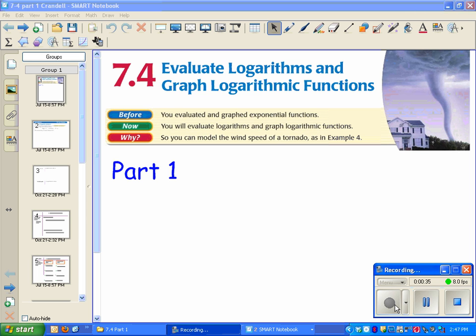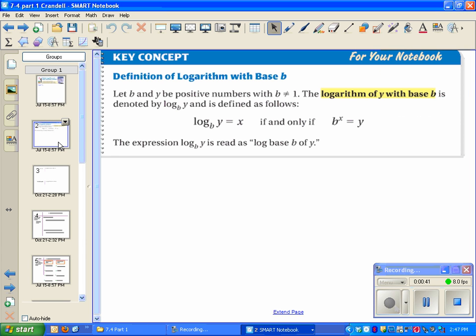So part one is here. We're just going to be evaluating logarithms using this definition. So the logarithm of y with a base b is denoted by this. So this is what we want to focus on. Log base b, and try to say that as many times as you can when you write it. Log base b of y equals x, if and only if.